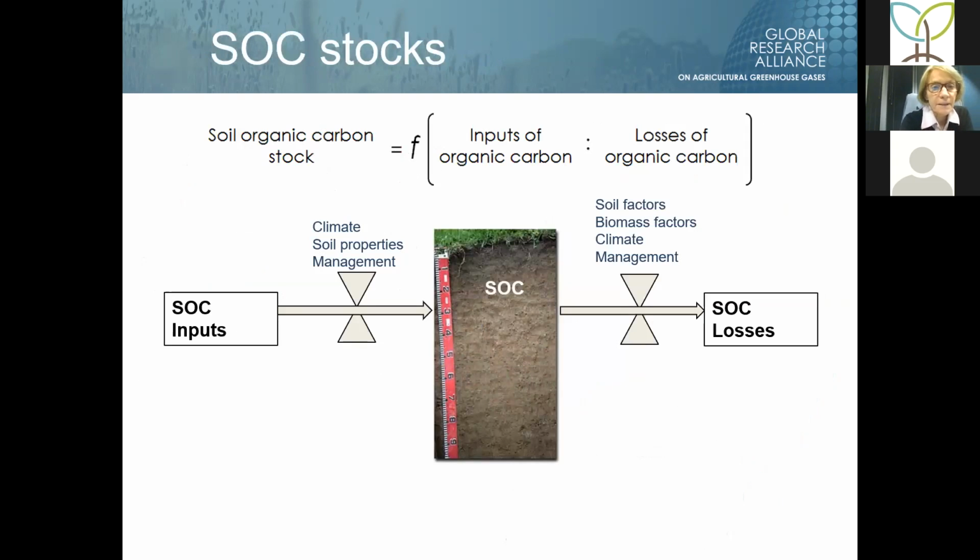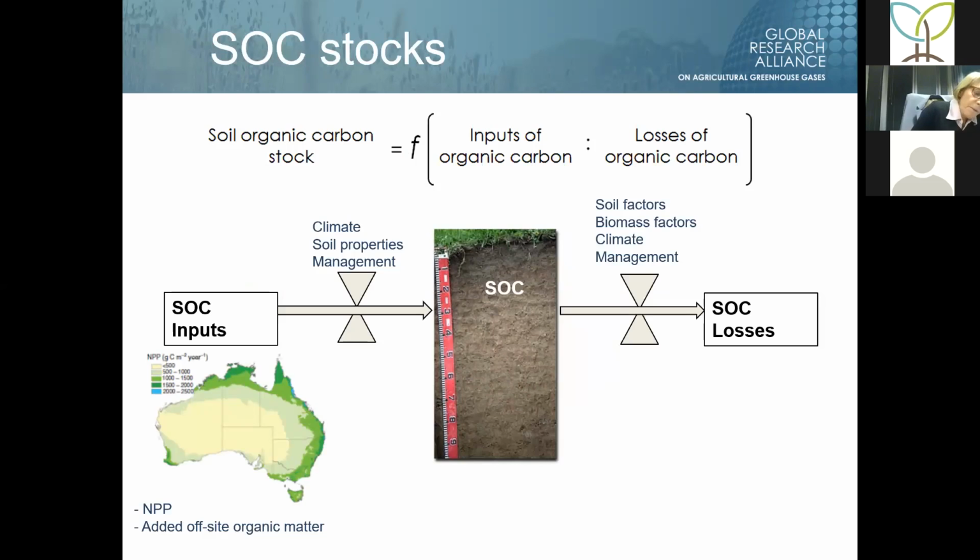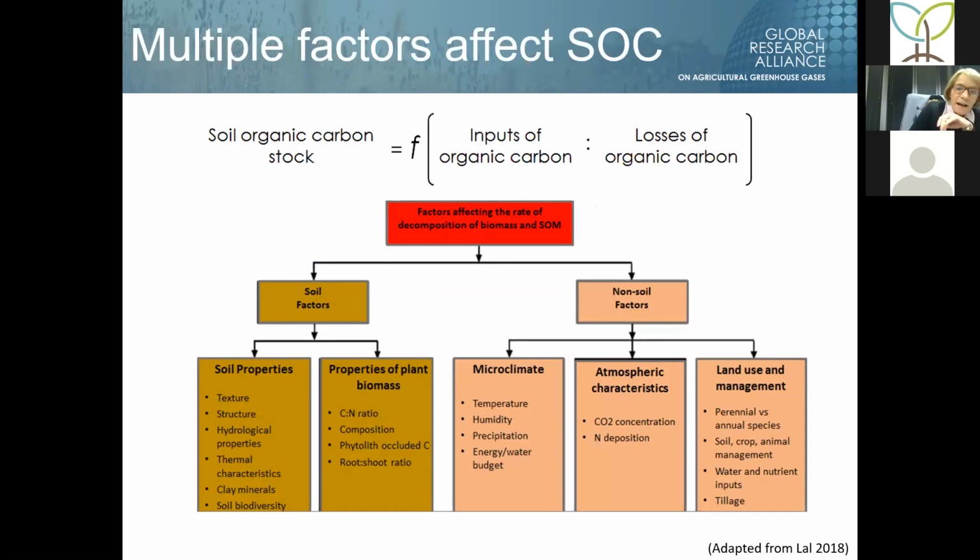The soil organic carbon stocks, as most of you will be very familiar with, are influenced by the balance between carbon inputs and carbon losses. And the rate of inputs and the rate of losses are moderated by a number of natural and management factors. Inputs are generally determined by net primary productivity plus any added off-site organic matter. But soil losses is influenced by a whole range of factors. This isn't as simple as it may originally sound.